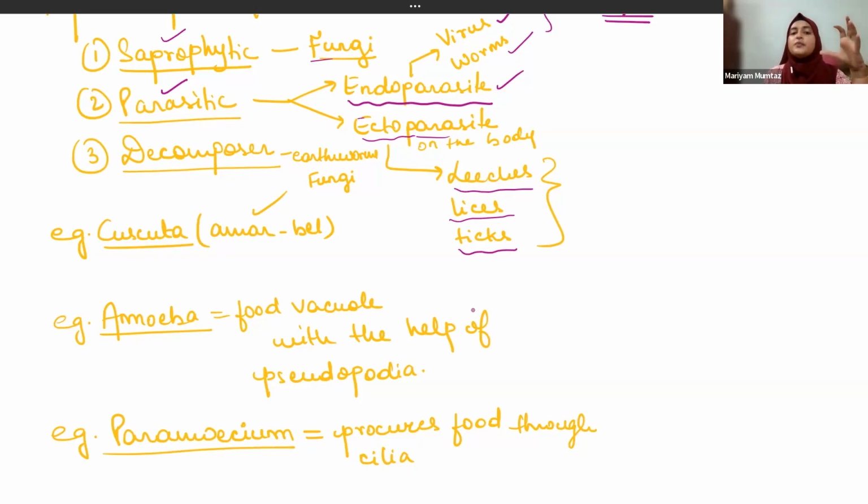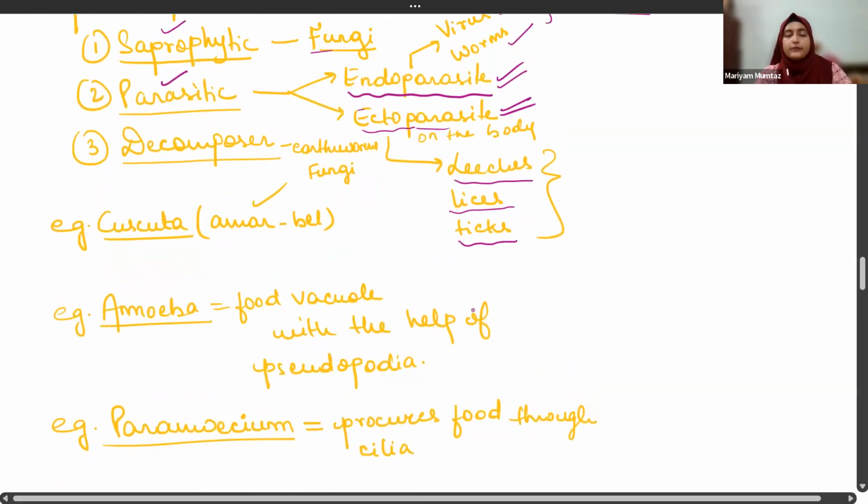So anything which is present on the body and is deriving nutrition from another's body, those are ectoparasites. And if they are deriving the nutrition from inside the body, they are endoparasites. Is it clear? Yes, ma'am. Okay, very good.